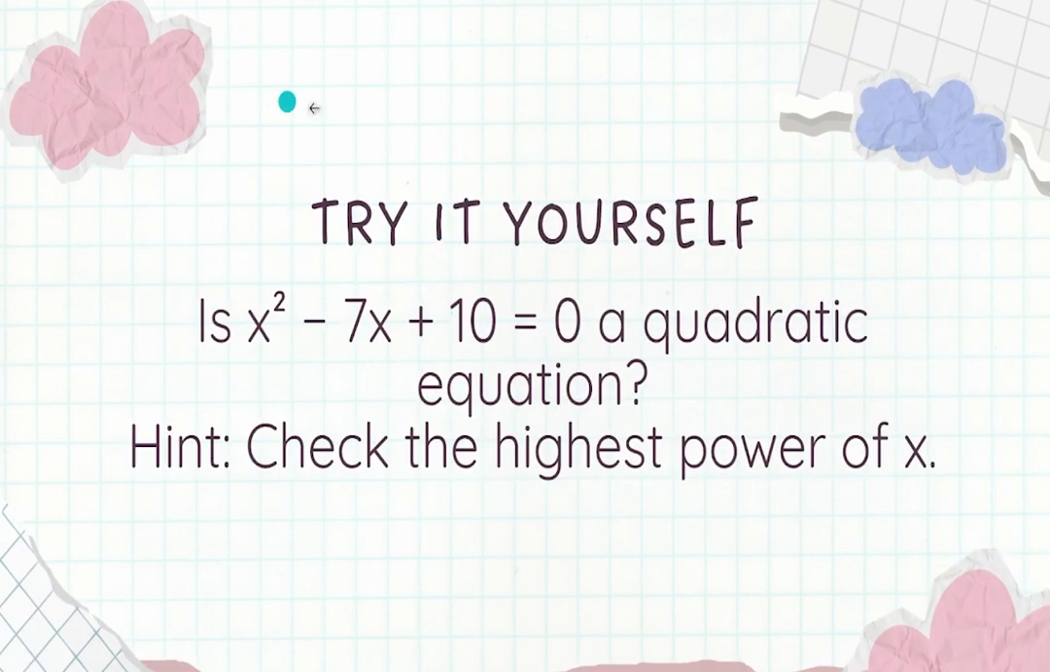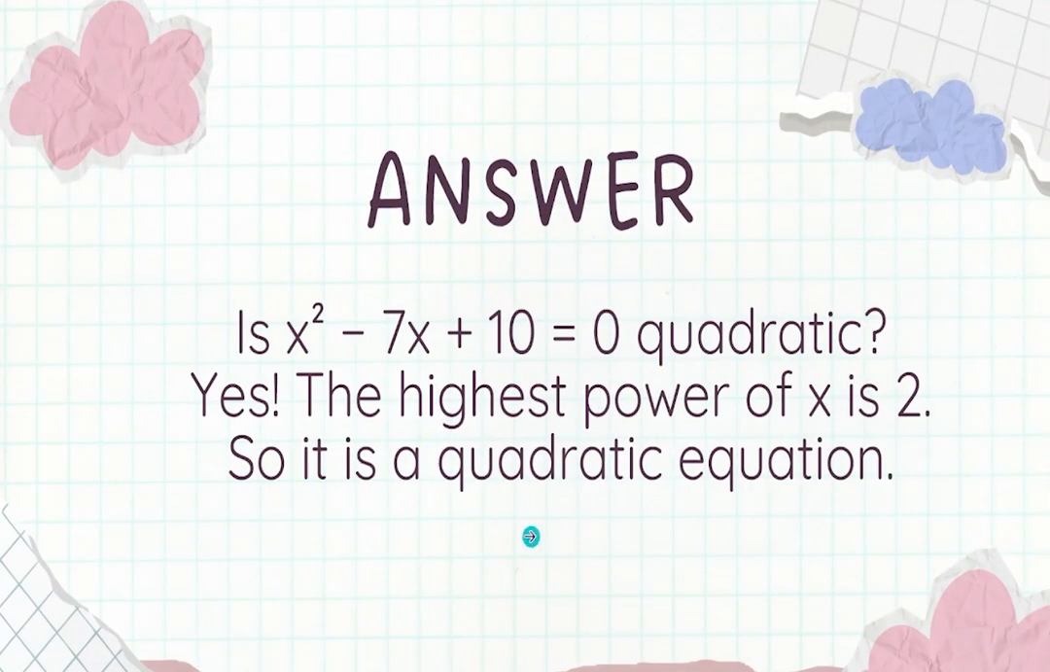Now you can pause this video and find this out yourself. Is x square minus 7x plus 10 is equal to 0 a quadratic equation? And here's a hint: check the highest power of x. So the answer is yes, it is a quadratic equation because the highest power of this equation is 2.